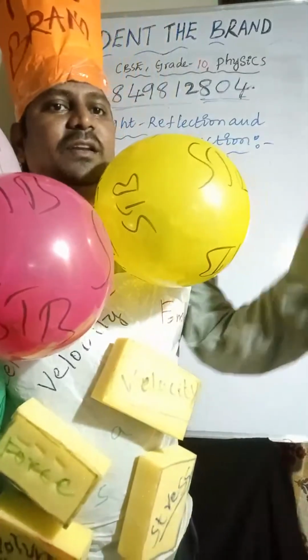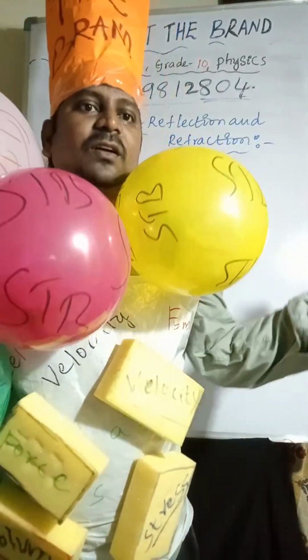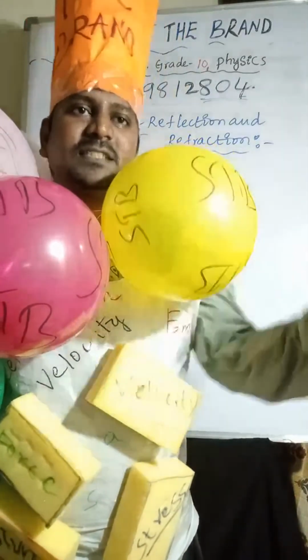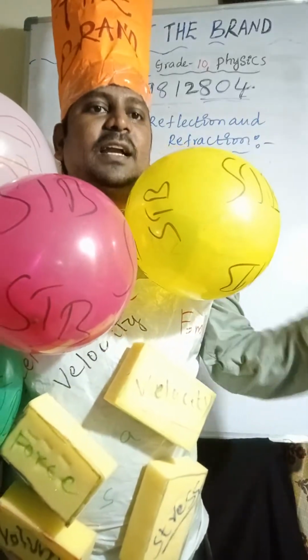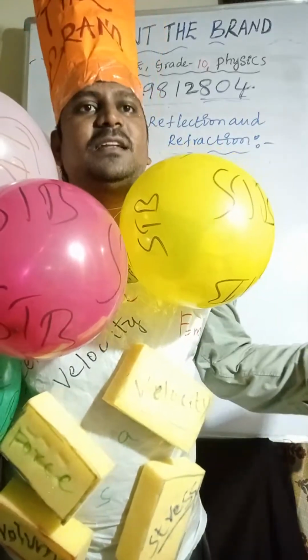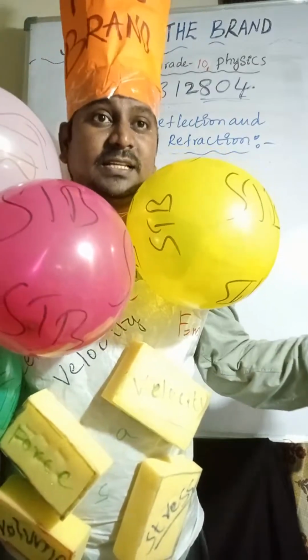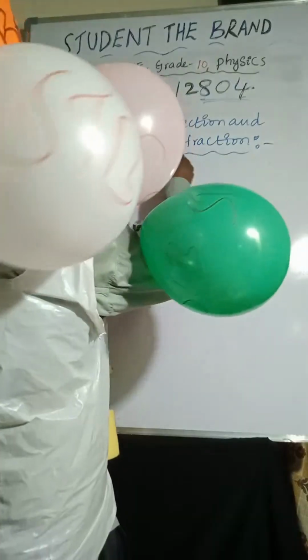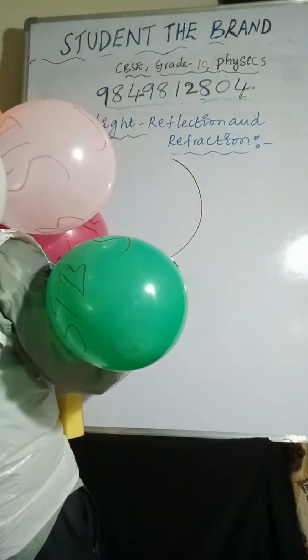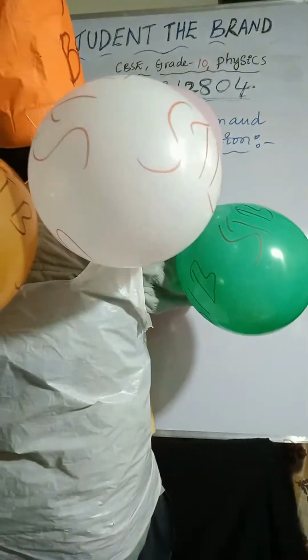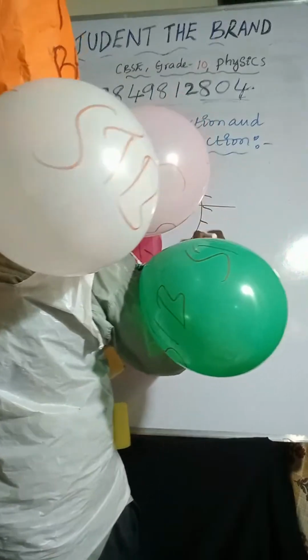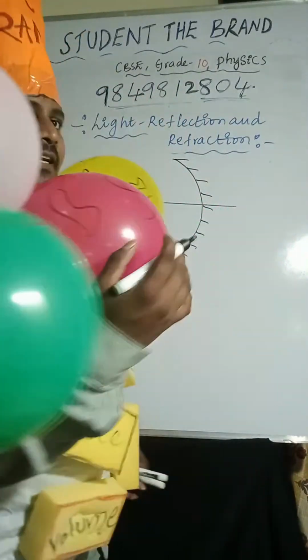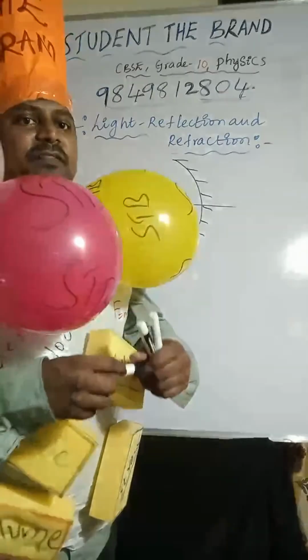Concave mirror, reflection takes place inward. Convex mirror, reflection takes place outward. Okay, so that is about spherical mirrors. There are two types of mirrors, right? Concave mirror. Now you can observe here, I am taking the spherical mirror like this. One side is coated, the other side is the reflecting surface.